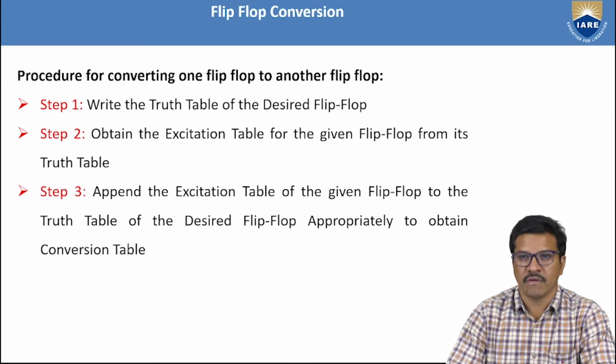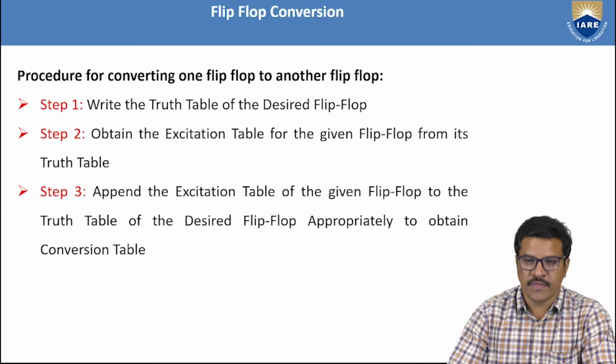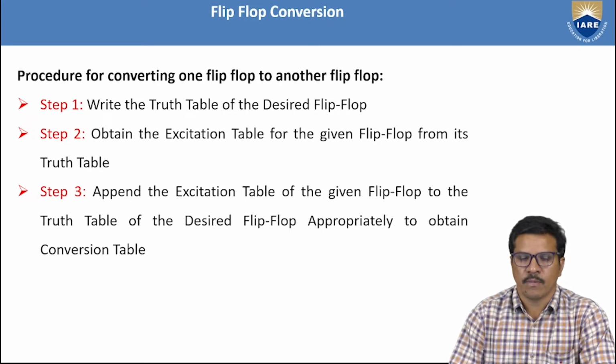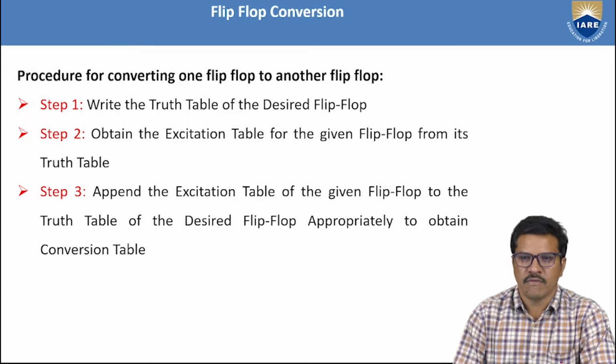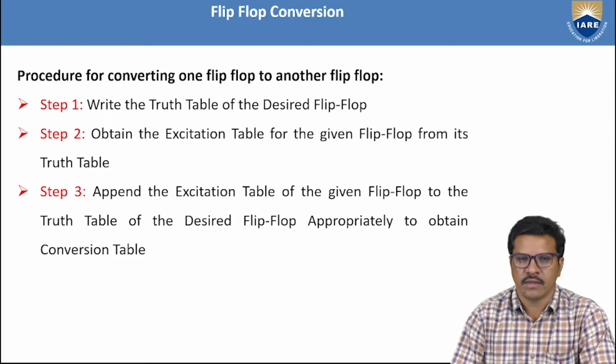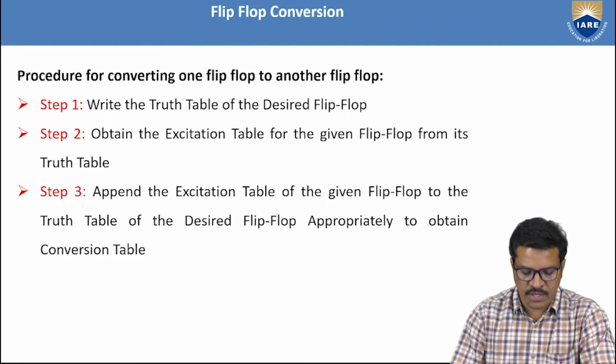In the third step, append this excitation table of the given flip-flop to the truth table of the desired flip-flop, to obtain the conversion table. By combining those two tables into a single table, we can derive the required equations from it. This is called the conversion table.